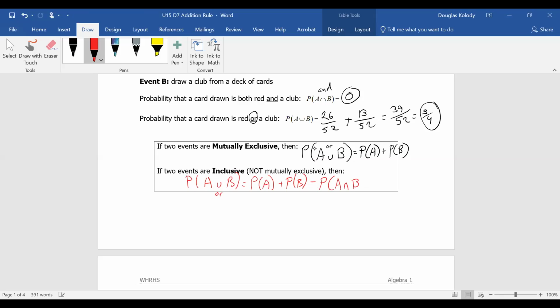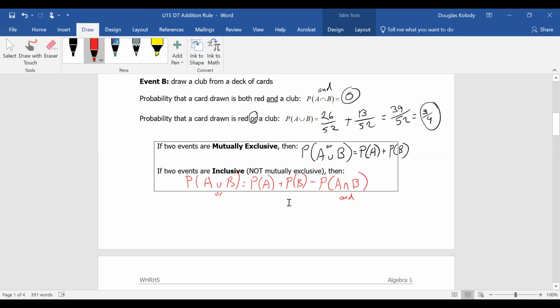Ladies and gentlemen, this formula in red is the formula you should use as the addition rule formula no matter what. If two events happen to be mutually exclusive, then this piece is just 0. If they are mutually exclusive, this piece is 0 because there's no way that two events that are mutually exclusive can occur together.